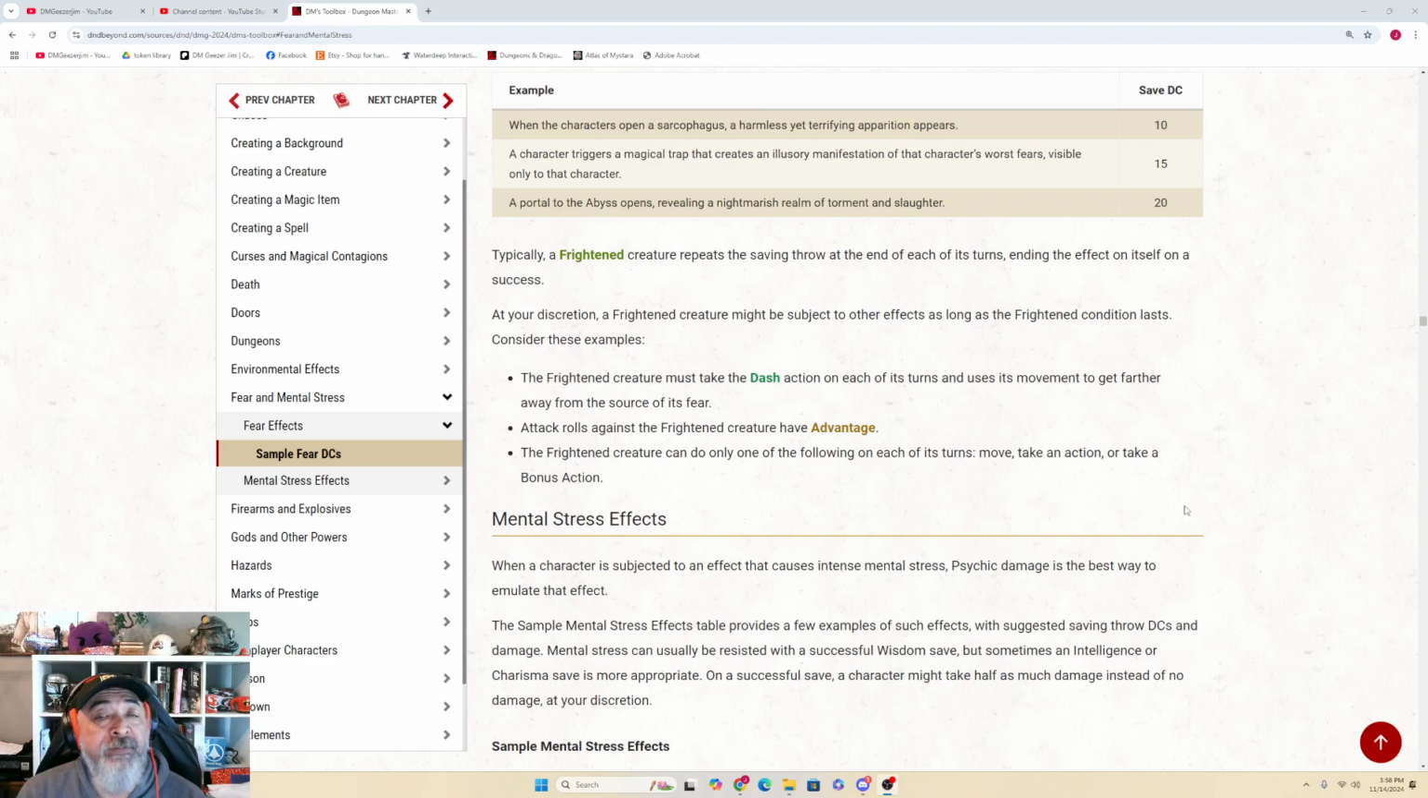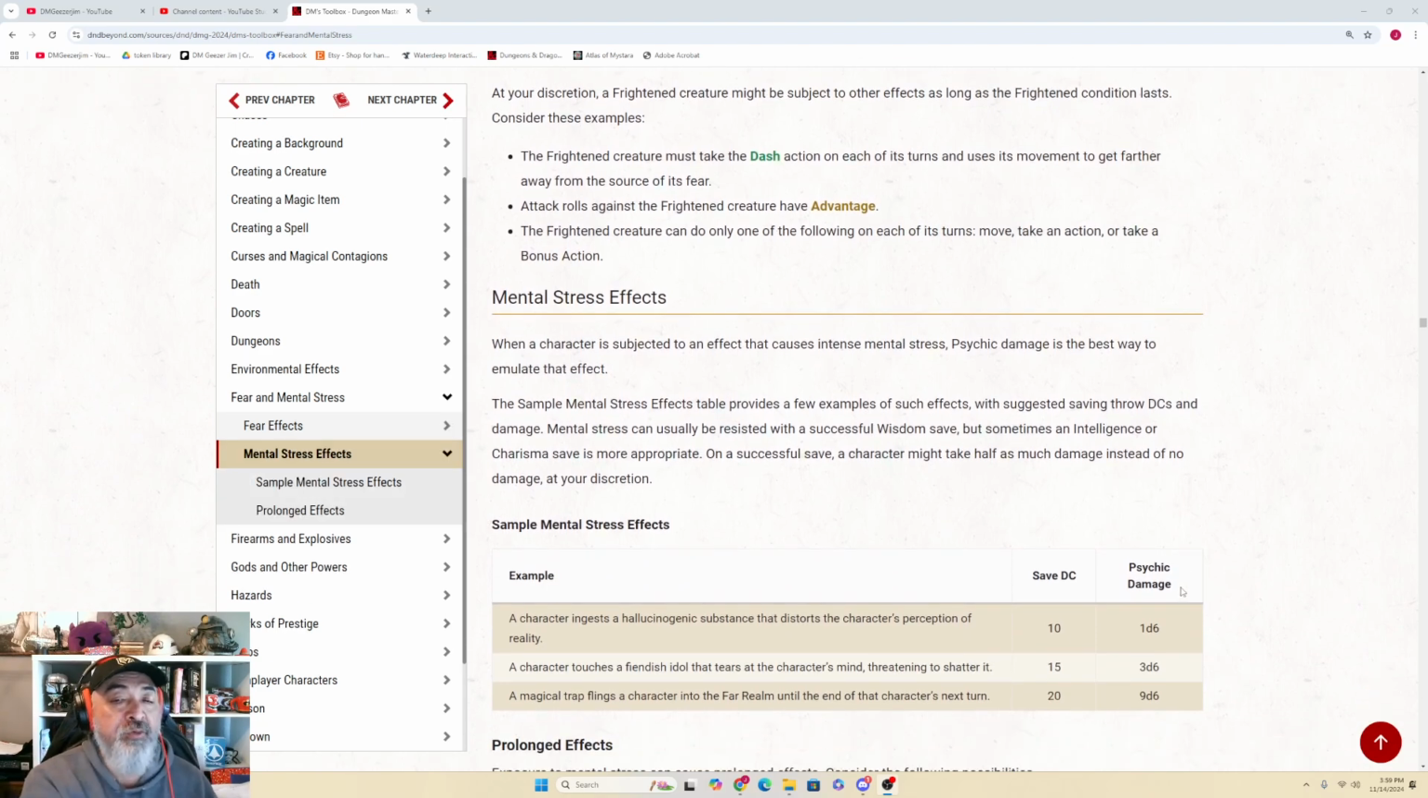Typically, a frightened creature repeats a saving throw at the end of each of its turns, ending the effect on itself on a success. At your discretion, a frightened creature might be subject to other effects as long as the frightened condition lasts. Consider these examples. The frightened creature must take the Dash action on each of its turns and uses its movement to get farther away from the source of its fear. Or attack rolls against the frightened creature have advantage. The frightened creature can do only one of the following on each of its turns: move, take an action, or take a bonus action. So the next section is called mental stress effects.